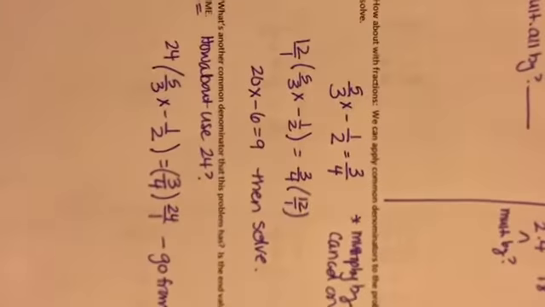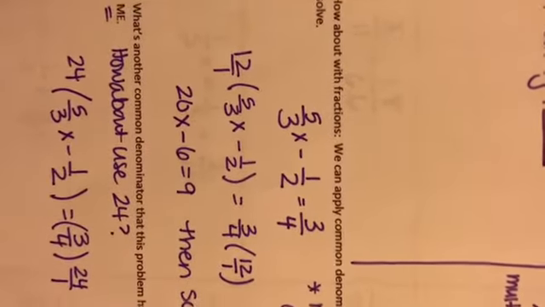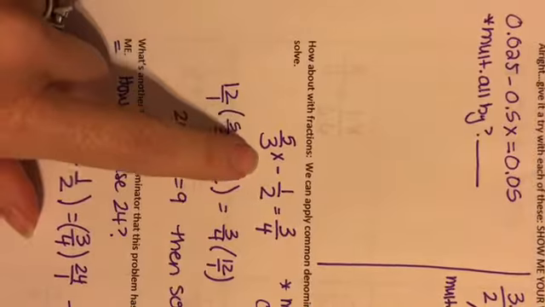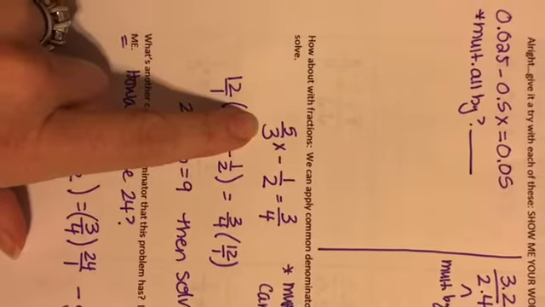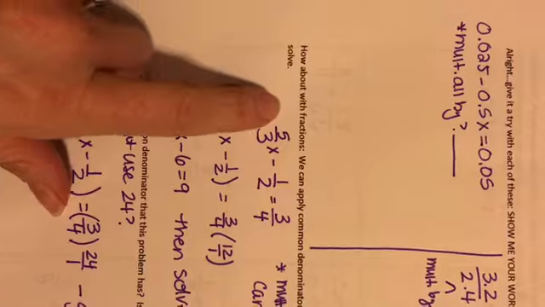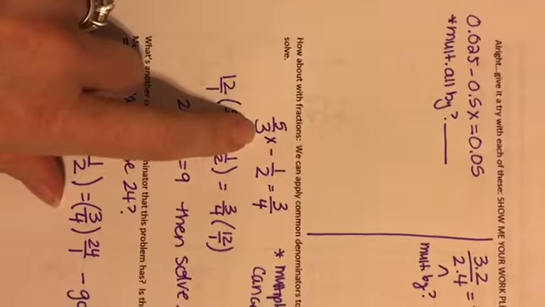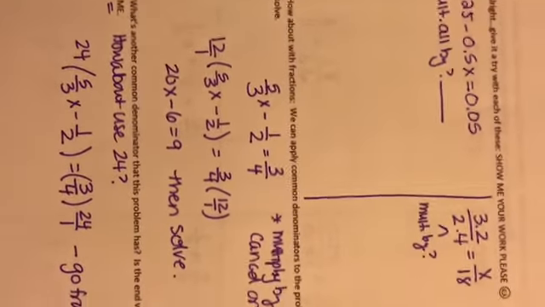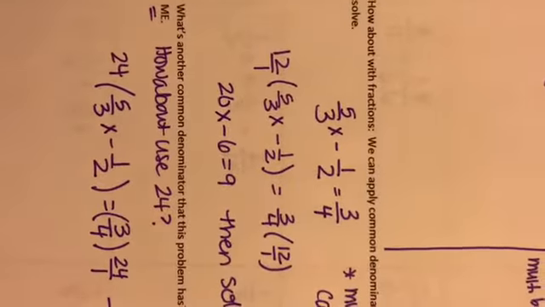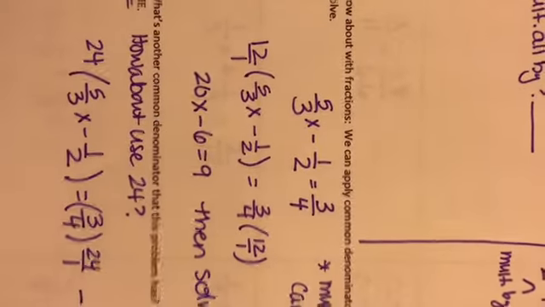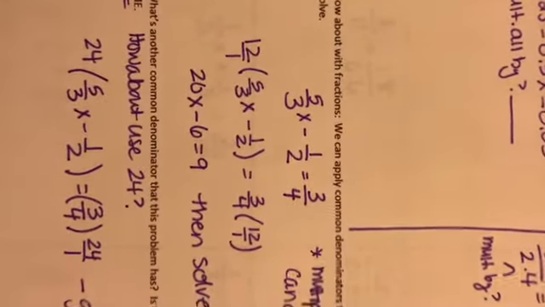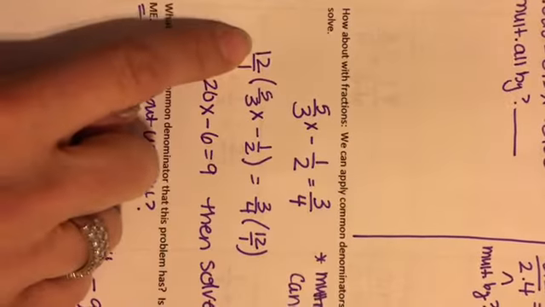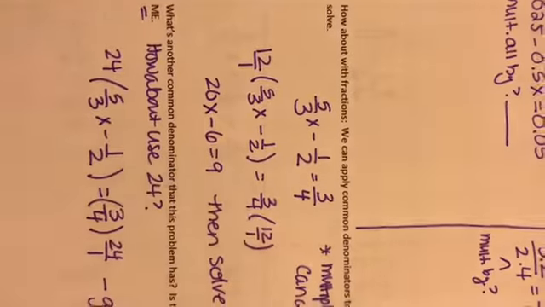Now, let's look at the fraction problem. We've got 5/3 x minus 1/2 equals 3/4. What I'm looking for here is a number that I can multiply by all of these fractions that will cancel the denominator out, because that's really my goal. If I want to get rid of fractions, I have to somehow cancel out the denominator. Well, 12 is the number that we can use. It's not the only answer, but it is an answer because 3 goes into 12 evenly, 2 goes into 12 evenly, and of course 4 goes into 12 evenly.